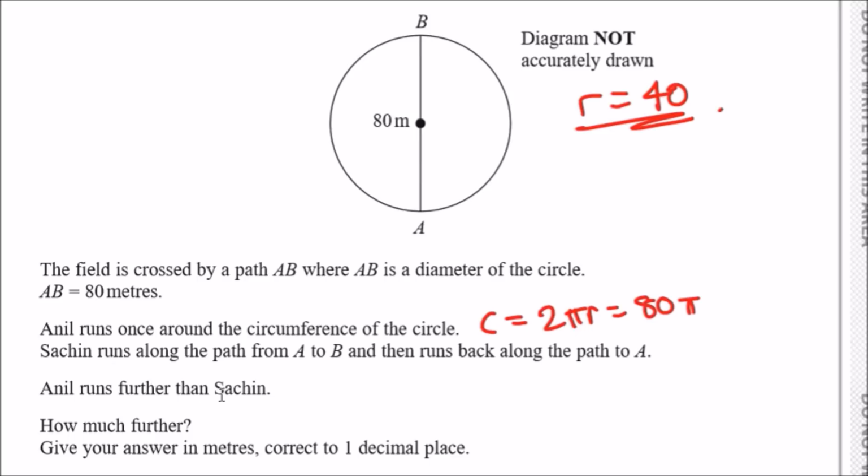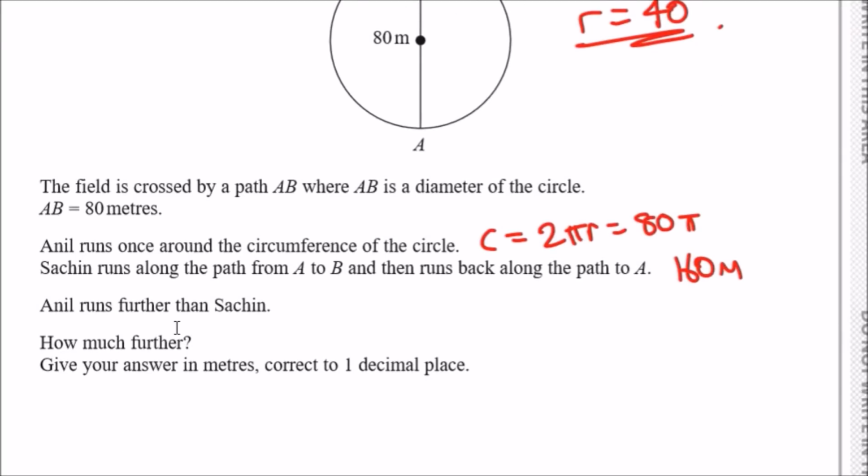Sachin, another guy, runs along the path from A to B and then runs back to A. So it seems like he's doing 2 lengths. A to B is 80 and then B to A is another 80. So he runs a total of 160 because 80 plus 80 is 160. Anil runs further than Sachin. So the first guy runs further than the second. By how much further? Give your answer in meters.